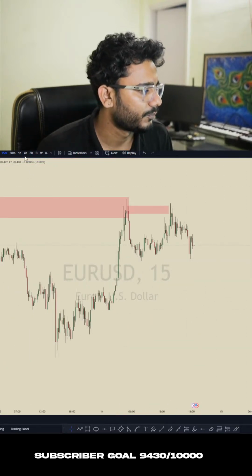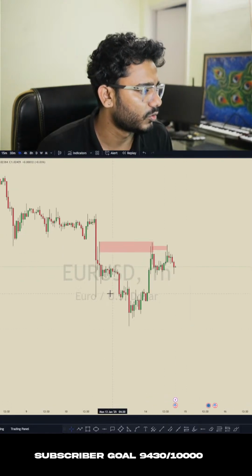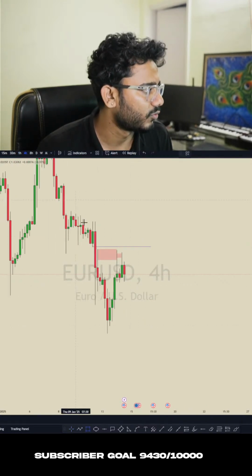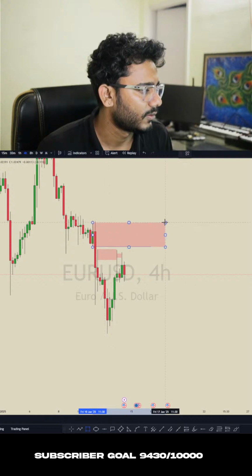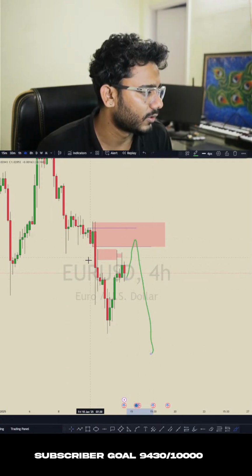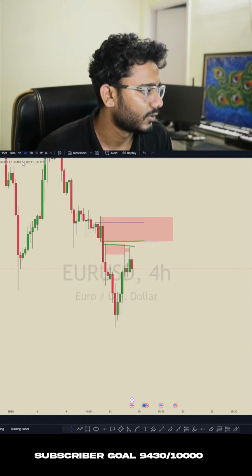Let's look at some other pairs. On EURUSD, we have the same thing. Price has created this order block. By looking at this 4-hour candle, we can see this 4-hour candle took out the previous highs, which was this one. So I think price will just tap this part of the order block, fulfill this imbalance and sweep out this liquidity, and then it can continue to the downside.